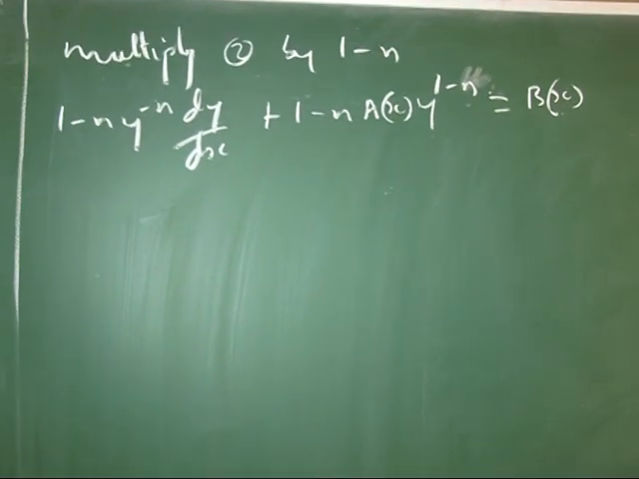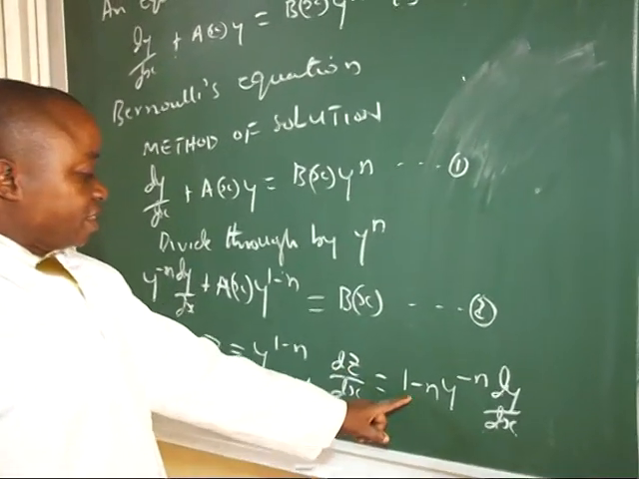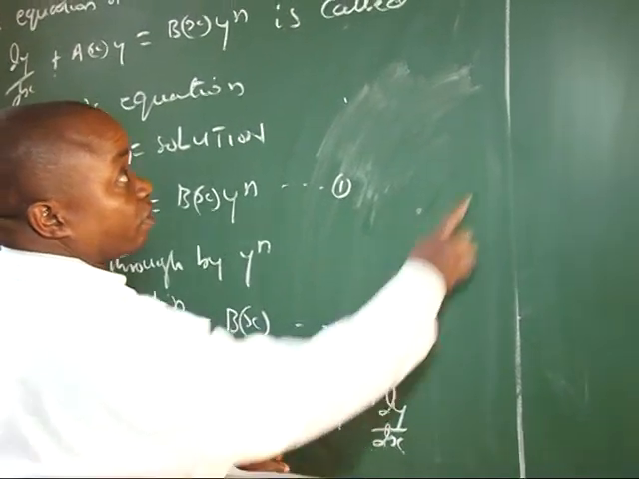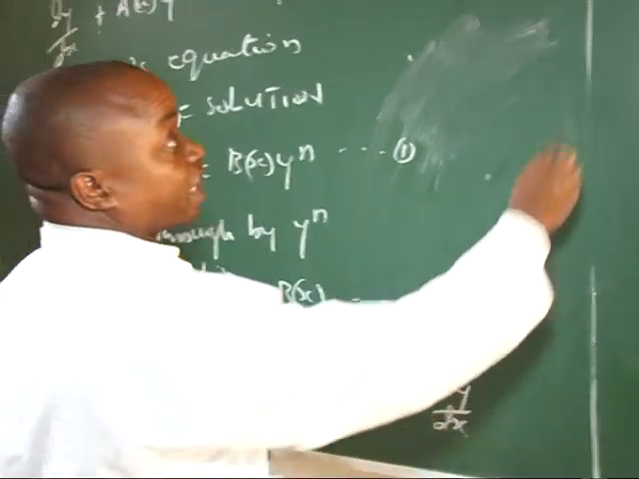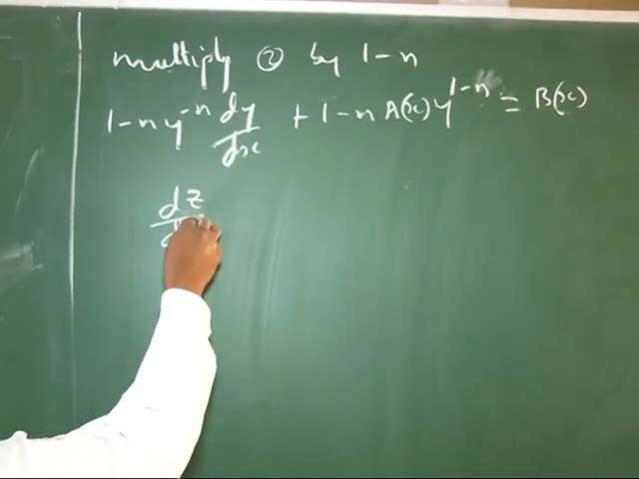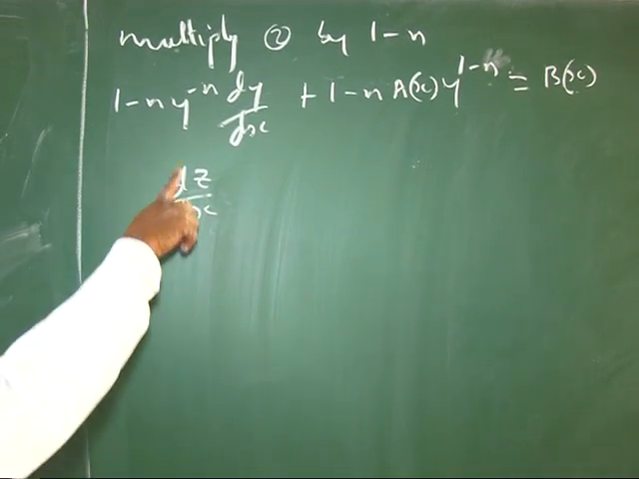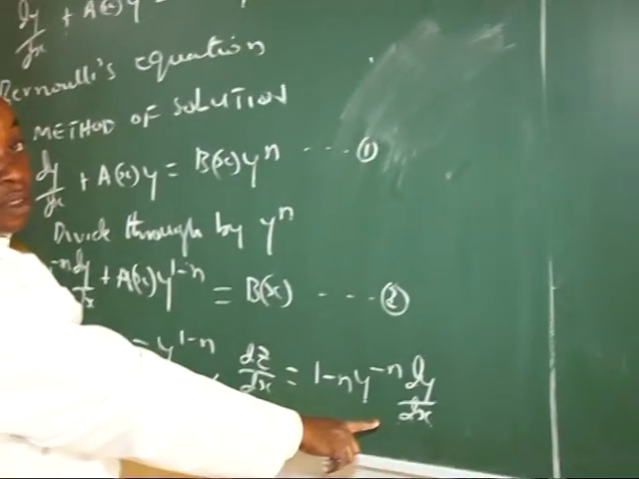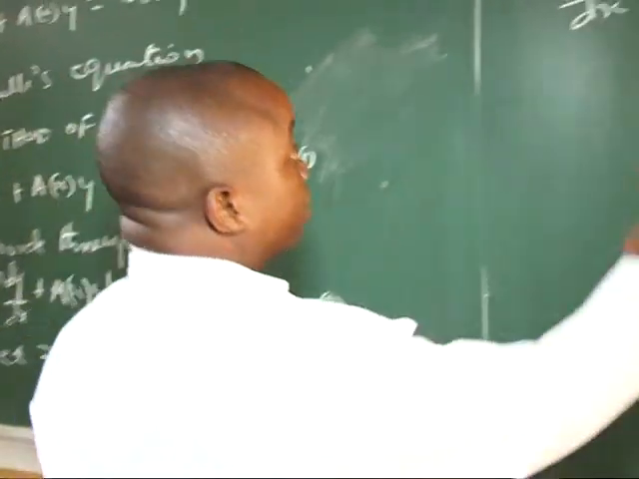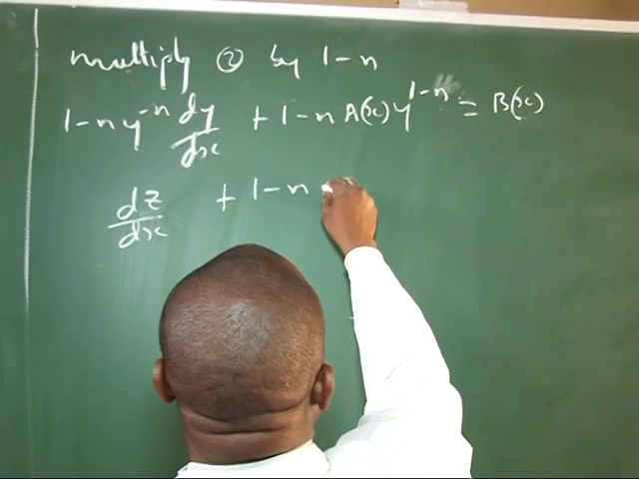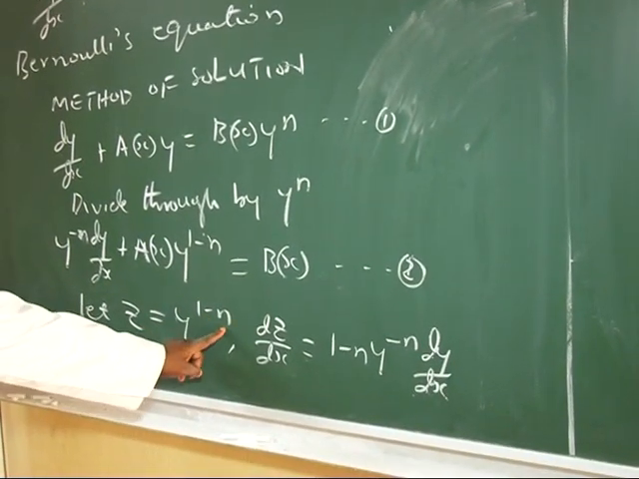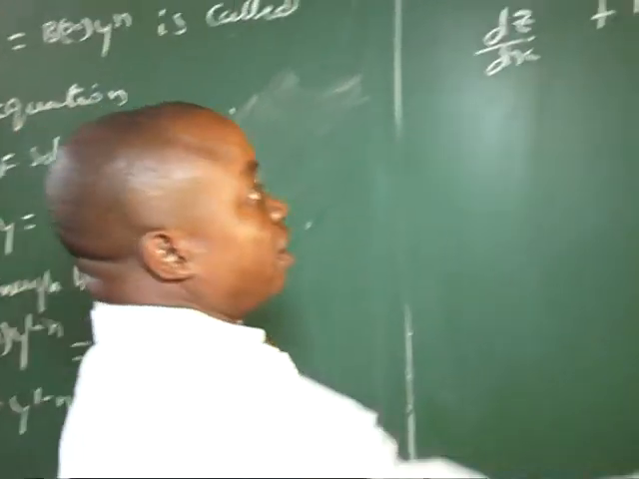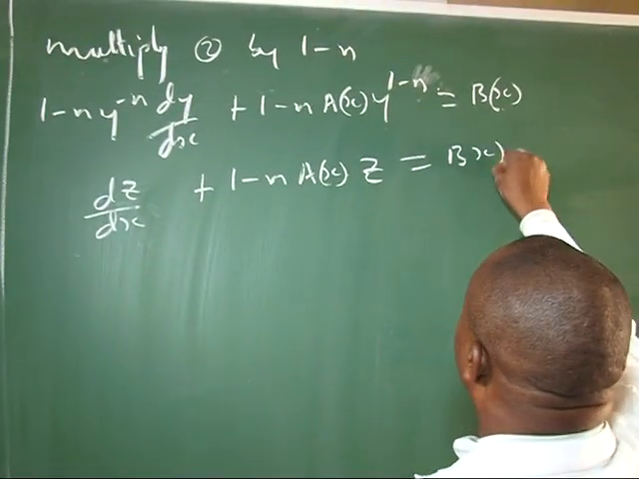Now we see that we have been able to convert this. See, 1 minus n, y raised to minus n, dy/dx, which is equal to dz/dx. So we can write here dz/dx, because dz/dx is equal to this. Now, plus 1 minus n, a(x), z. How? Because z is y raised to 1 minus n. So we can just put z there, which is equal to b(x).